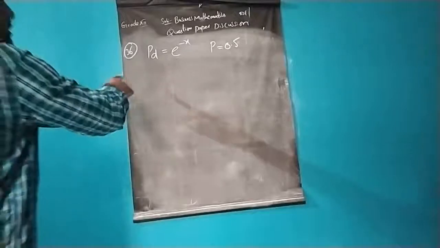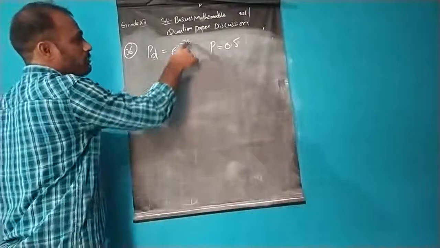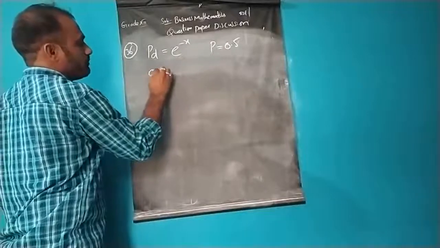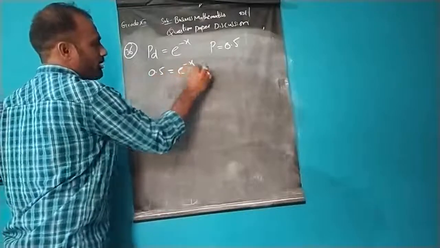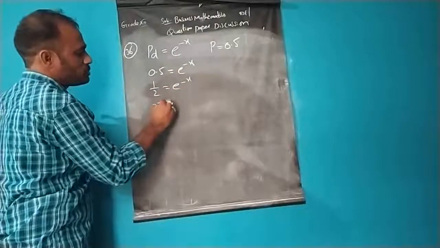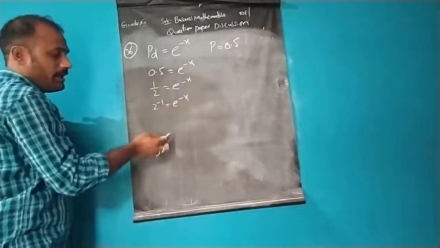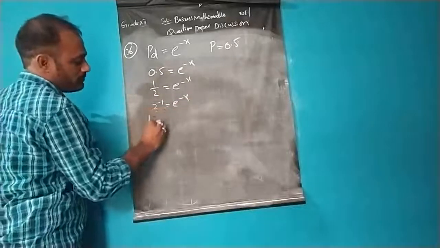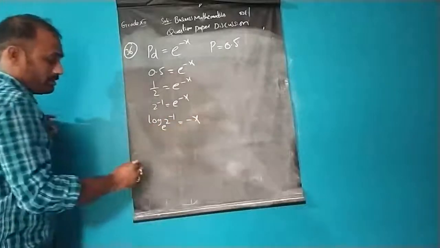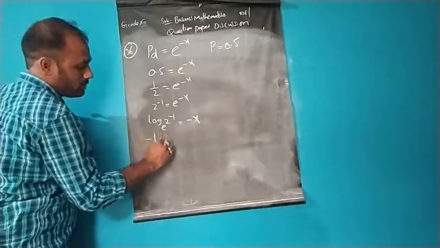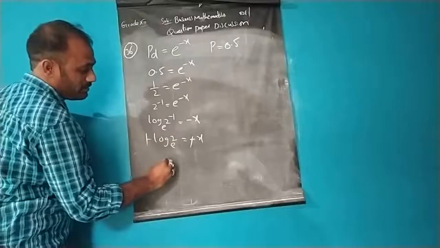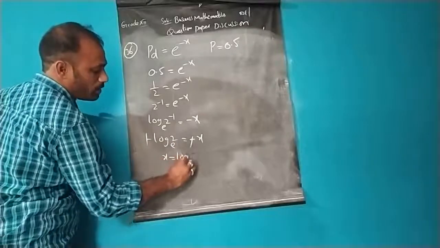Next, let us discuss the 36th question. So your demand function is e power minus x and p is 0.5. If I substitute the p value as 0.5 here, e power minus x is 1 by 2, which can be written as 2 power minus 1. If I transpose e to this side, it will become log. So log of 2 power minus 1 to the base e is minus x. So minus log 2 to the base e is equal to minus x. Minus 1 gets cancelled. The x value we got is log 2 to the base e.